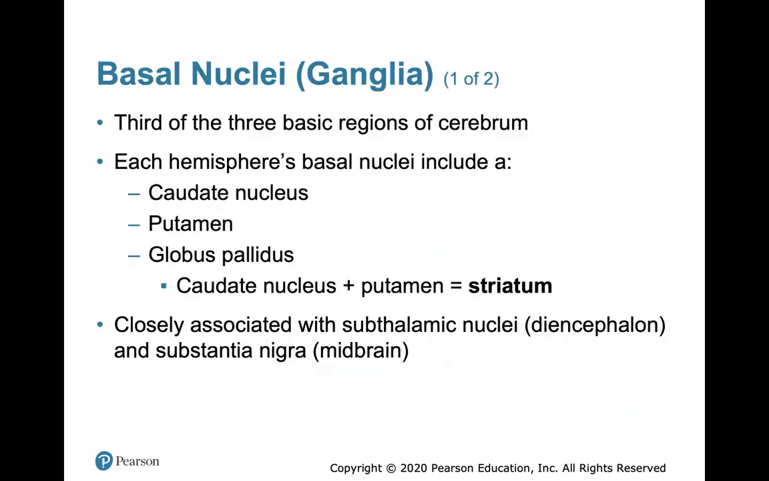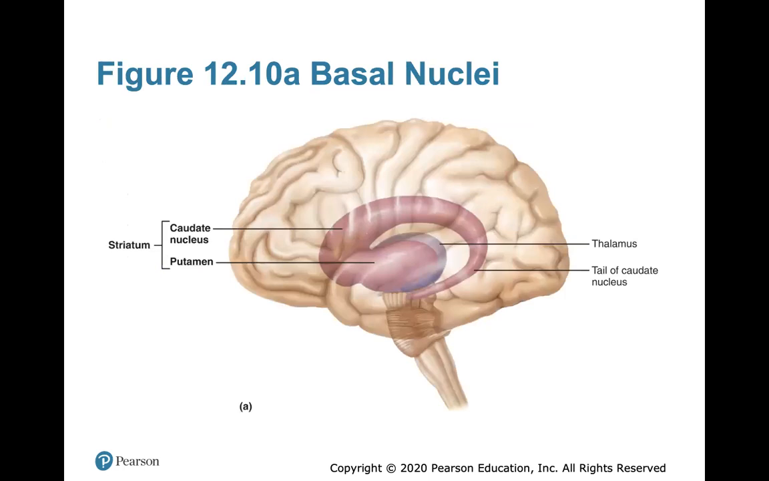The third of the three basic regions of the cerebrum is the basal nuclei or ganglia. In each hemisphere, the basal nuclei include a caudate nucleus, putamen, and the globus pallidus. They're closely associated with the subthalamic nuclei and substantia nigra, which is in the midbrain. The basal nuclei are again important for their function that we'll talk about in a little bit.